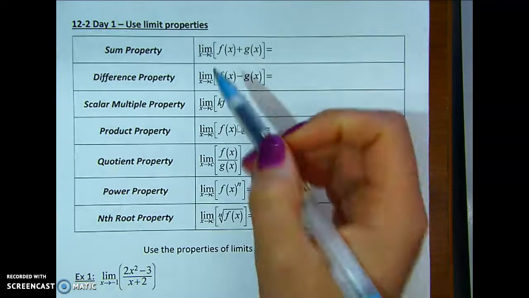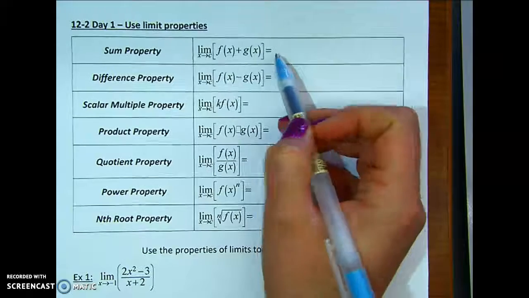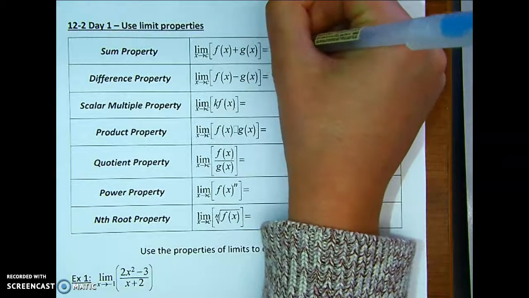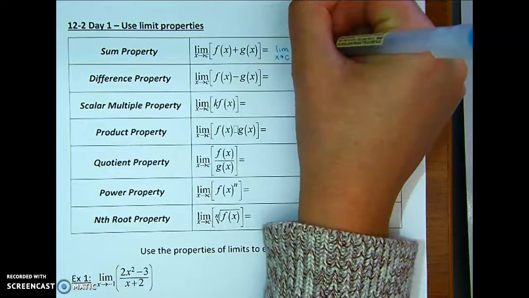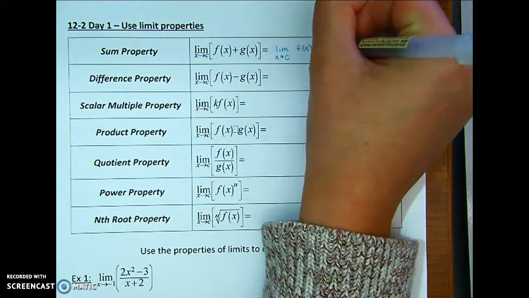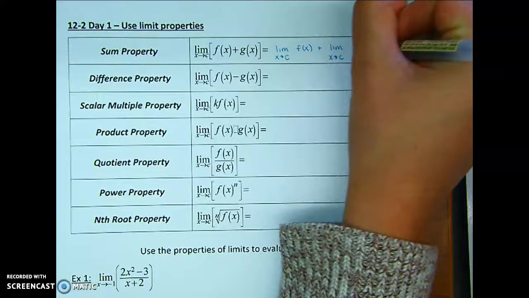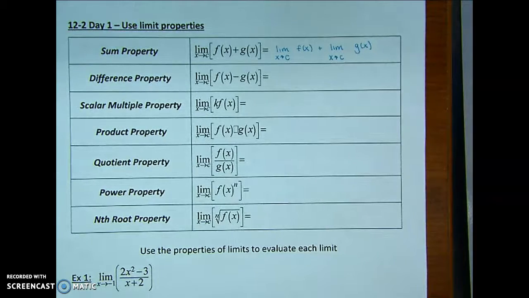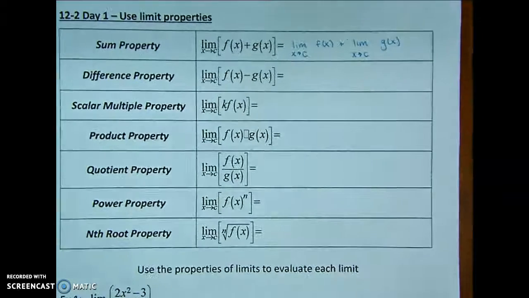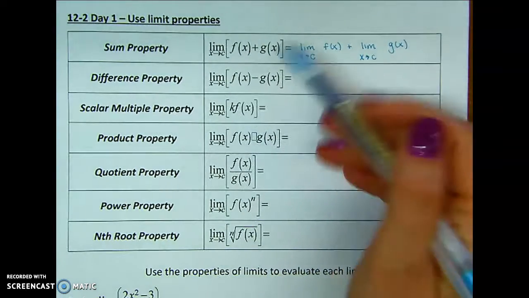So the sum property is the limit as x is approaching c of f of x plus g of x. We can rewrite this as the limit as x approaches c of f of x plus the limit as x approaches c of g of x. These properties kind of remind me of logarithms. Okay, so we can separate them even further.